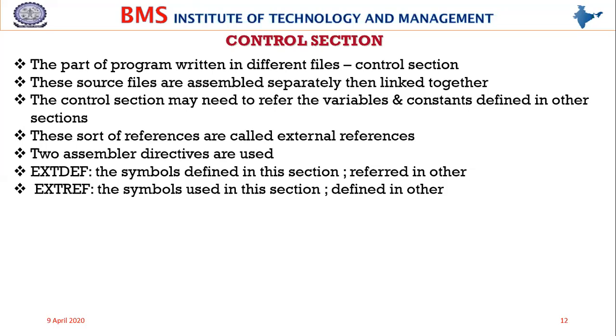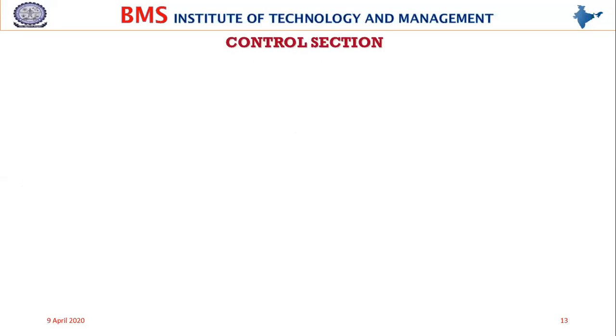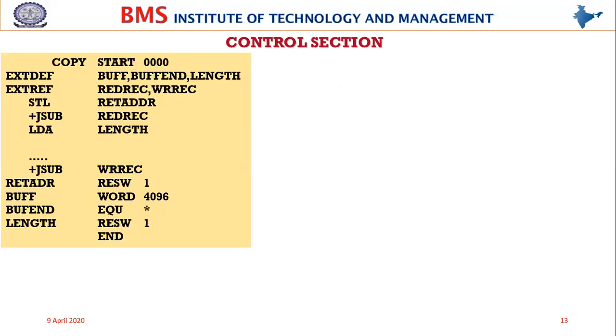These two assembler directives indicate to the linker to resolve external variables which are defined in one section and used in another section. How exactly this works, we'll see with an example. We have a program here. What it does, the logic doesn't matter much, but observe the program.